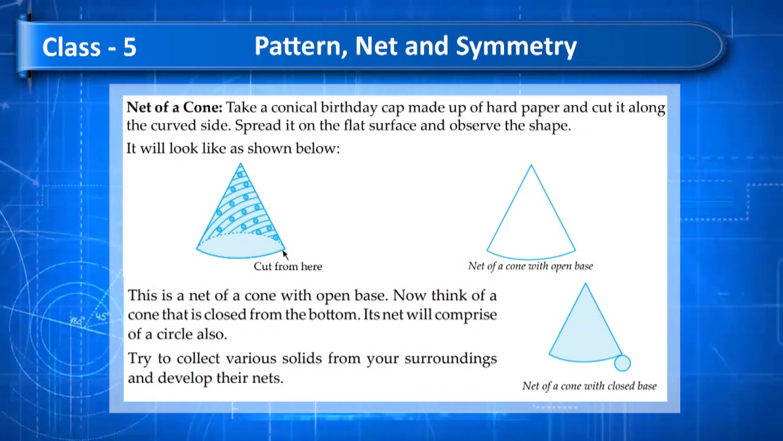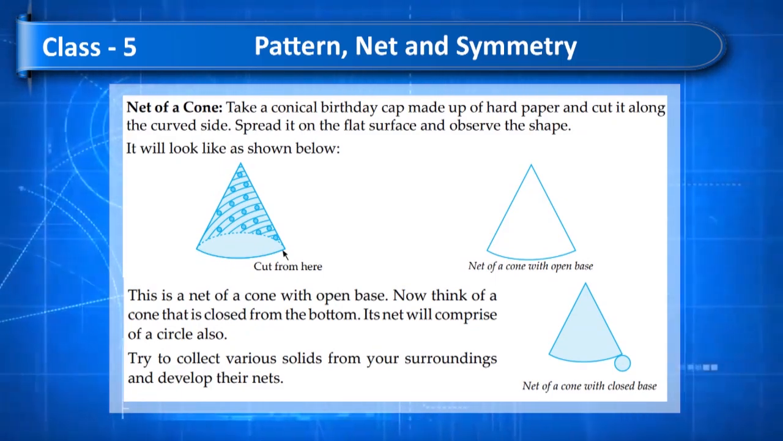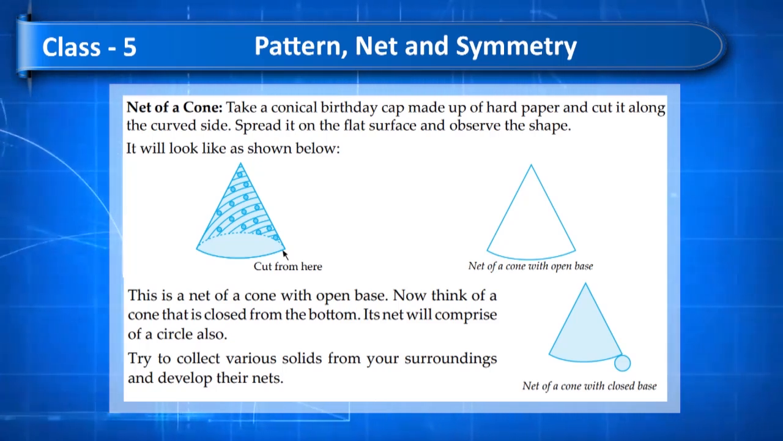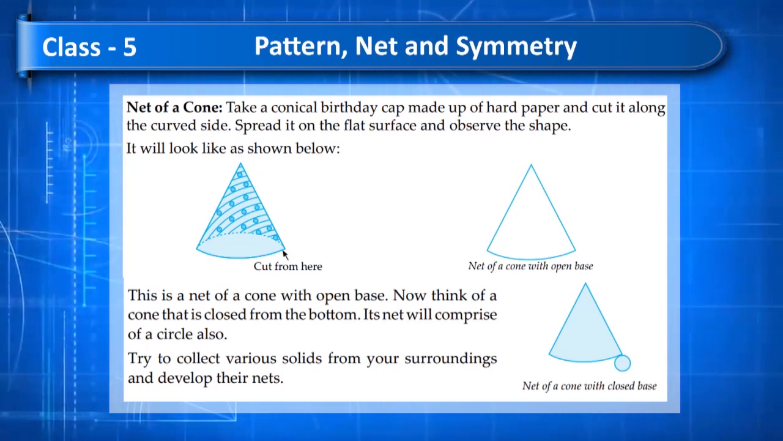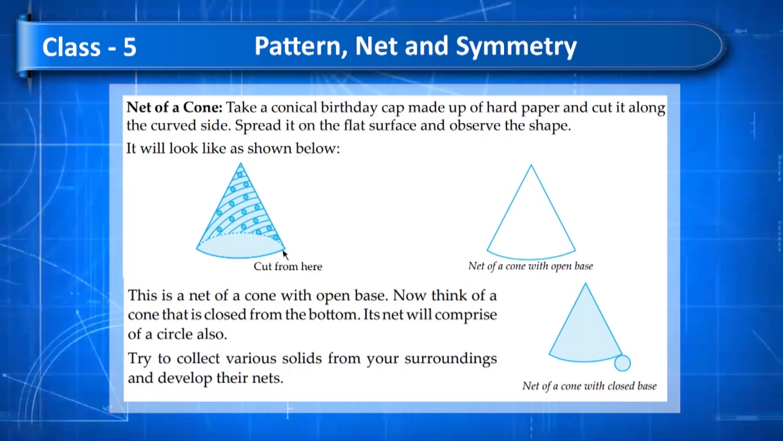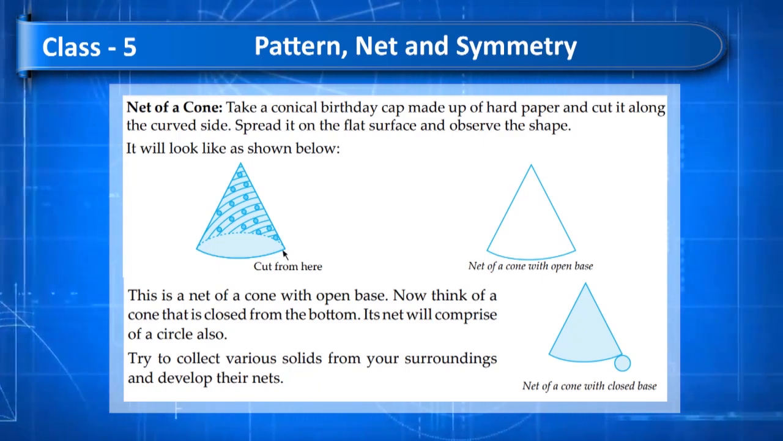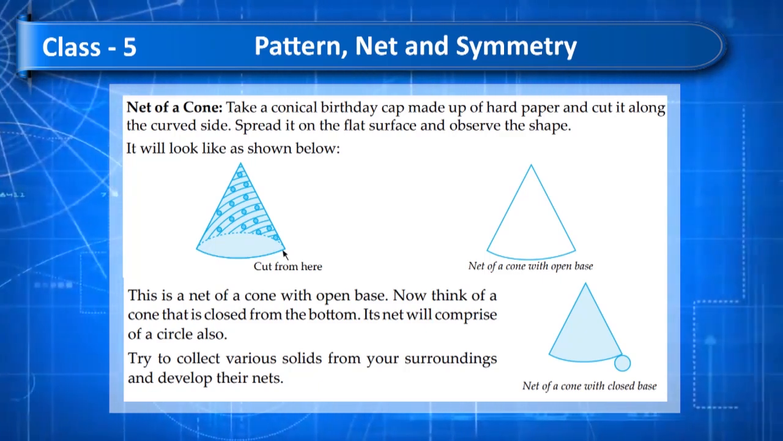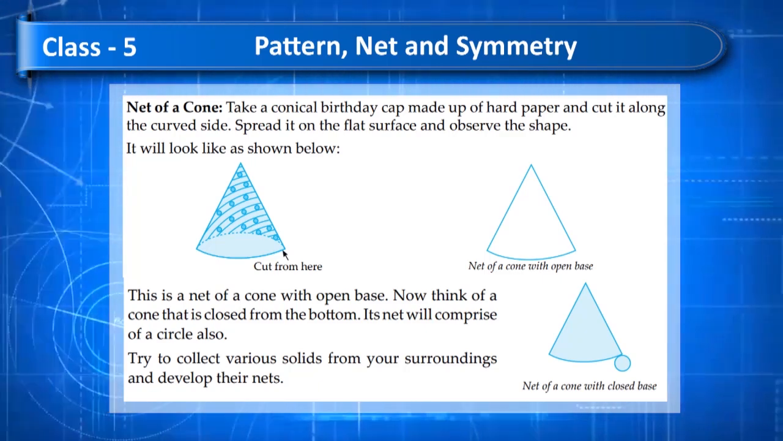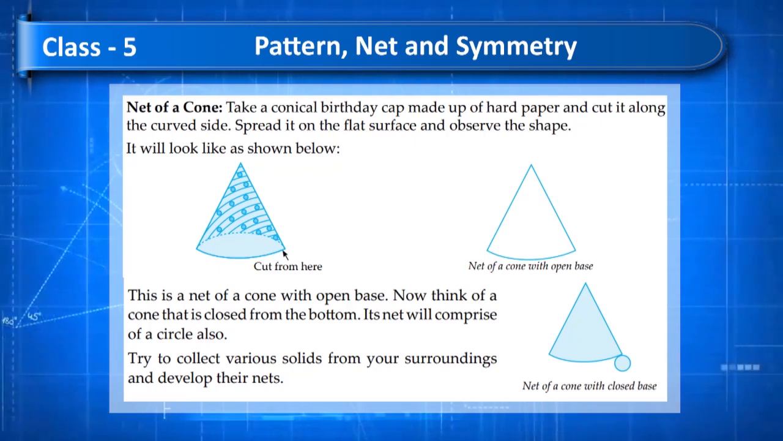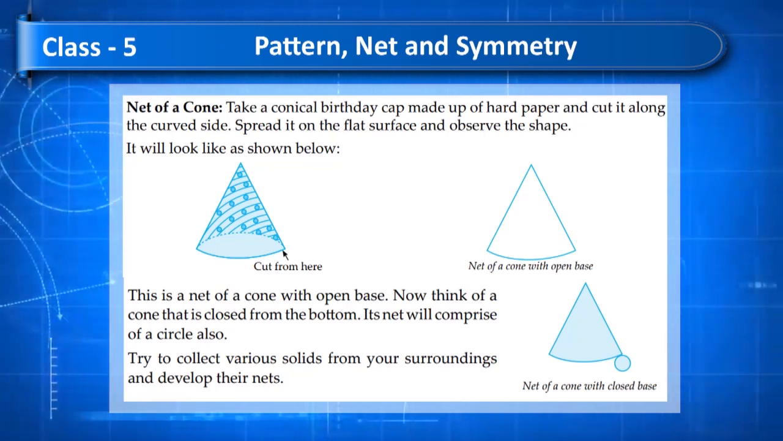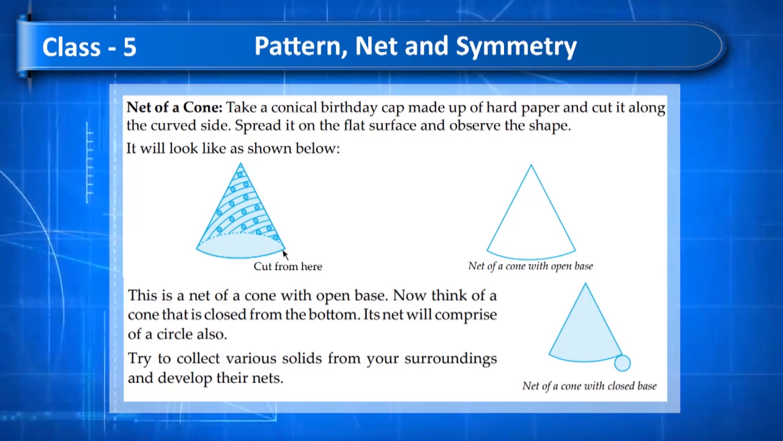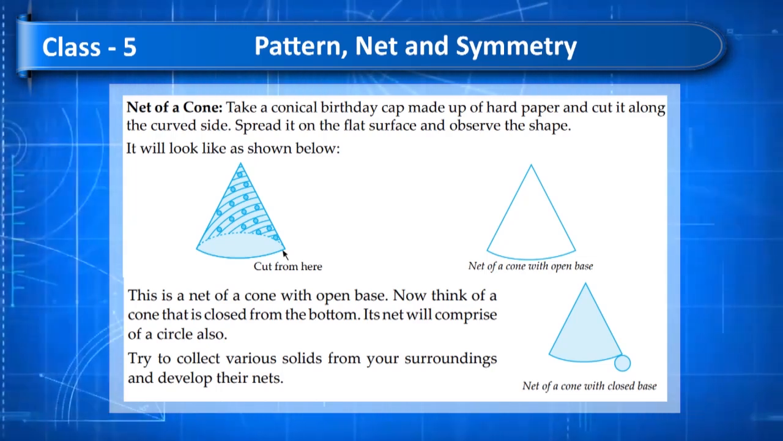Net of a cone. Take a conical birthday cap made of hard paper and cut it along the curved side. Spread it on a flat surface and observe the shape. It will look as shown below. This is a net of a cone with an open base. Now think of a cone that is closed at the bottom. Its net will comprise a circle also. Try to collect various solids from your surroundings and develop their nets.